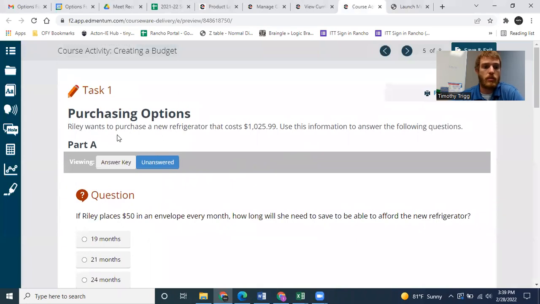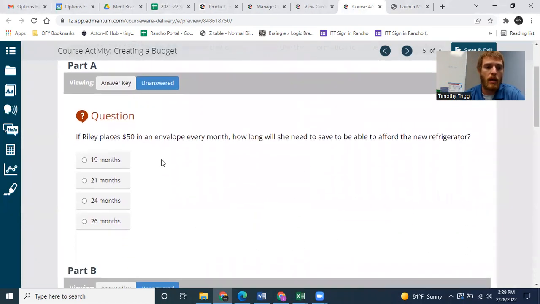So let's go ahead and read this. Riley wants to purchase a new refrigerator that costs $1,025.99. Use the information to answer the following questions. If Riley places $50 in an envelope every month, how long will she need to save to be able to afford the new refrigerator? So in this case, she's not really gaining any interest.